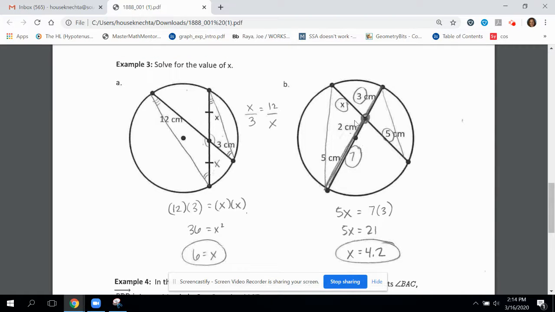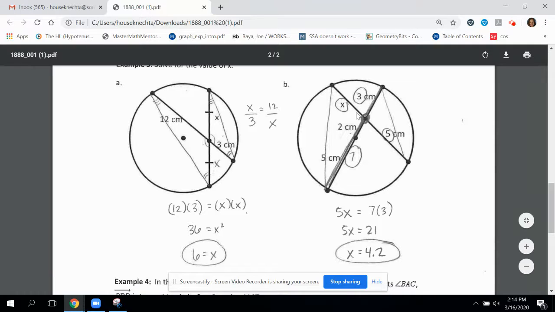This one, they're trying to trick you a little bit. Don't be fooled. So you have x here, 5 here. I can multiply those. And they're technically giving you the radius here of 5 and a little bit more. So we're going to use that little bit more. So I go up until the intersection. So 7 times 3. Then we can cross multiply.